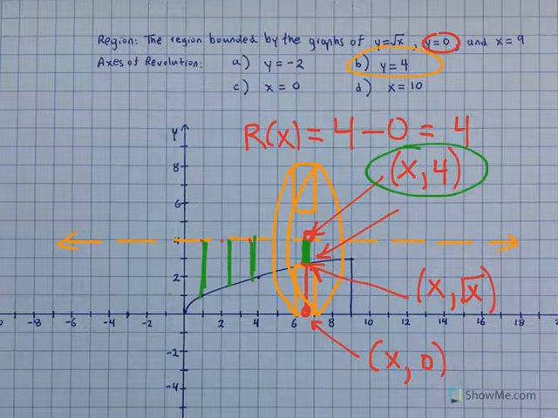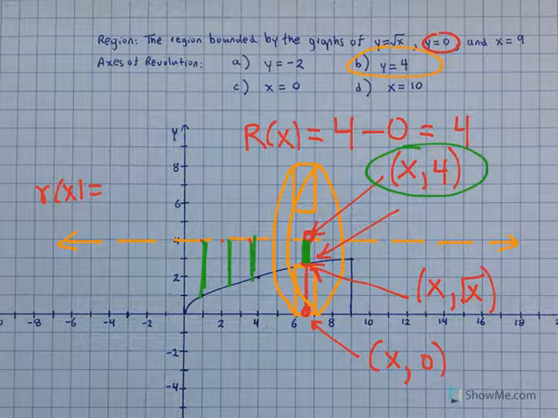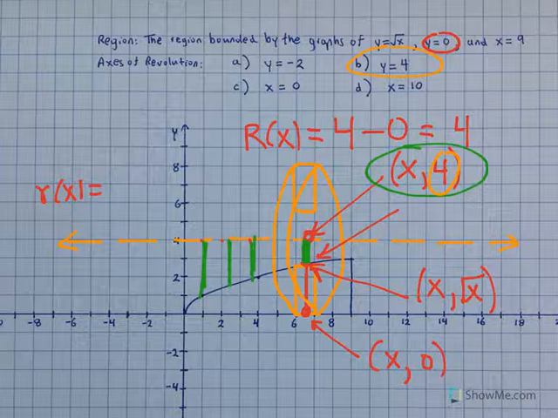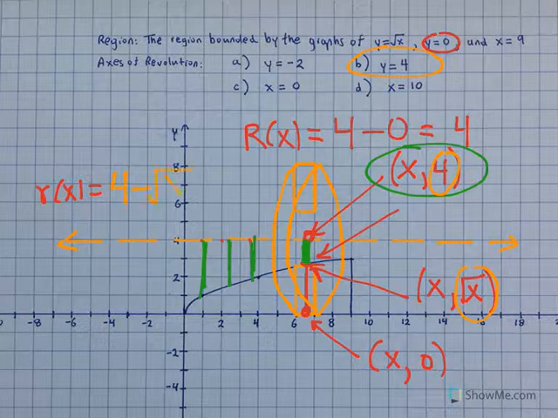So what are you going to do to find lowercase r of x? Lowercase r of x is going to be the length of this vertical line segment, top minus bottom. And to do top minus bottom, you're going to have 4 minus square root of x. So that's lowercase r of x.